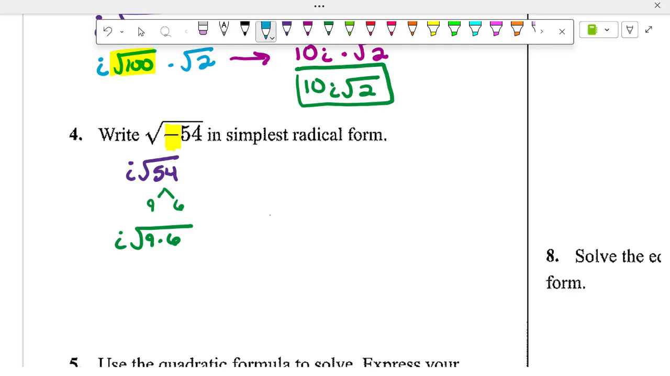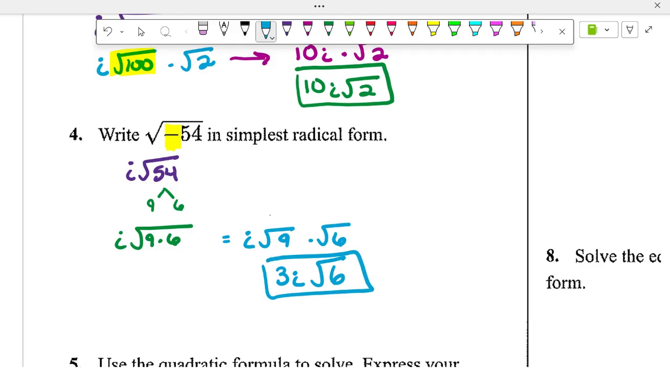Split the radicals up. So this would be i square root of 9 times the square root of 6. And then we just got to simplify the perfect square. So what's the square root of 9? 3. So this would be 3i square root of 6.